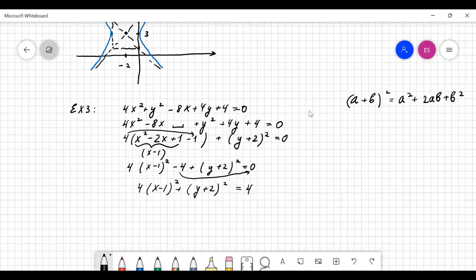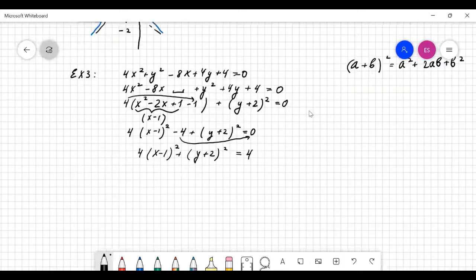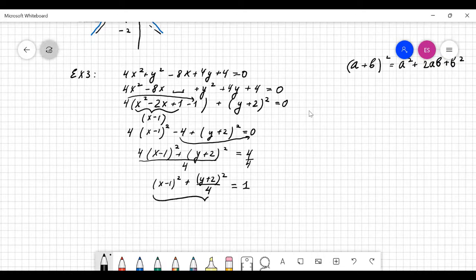Well, it's almost a conic, but I'll need one here to see if it's ellipse or hyperbola. And I'm going to divide by 4 both sides of this equation. So I have x minus 1 squared plus y plus 2 squared over 4 equals to 1. And now we can kind of tell that this is shifted ellipse.